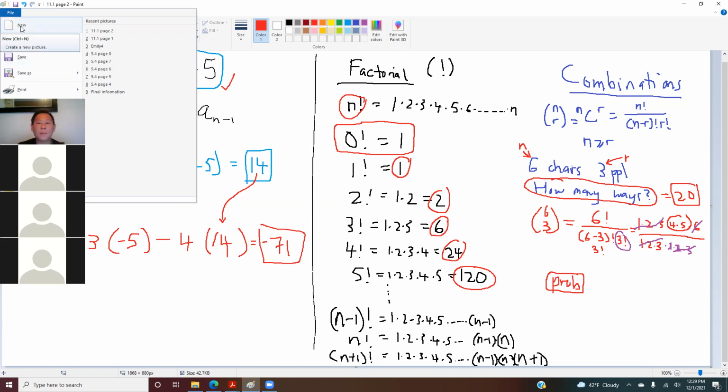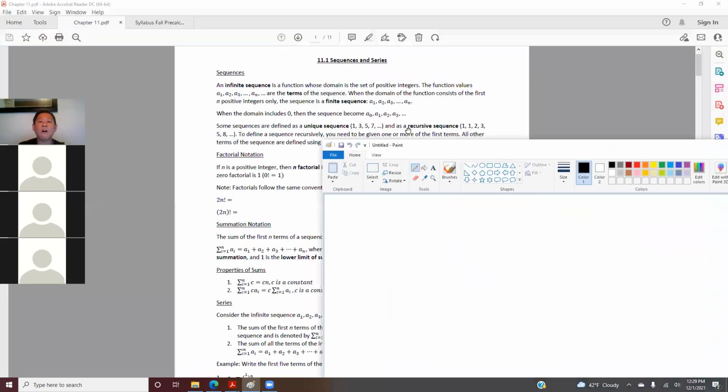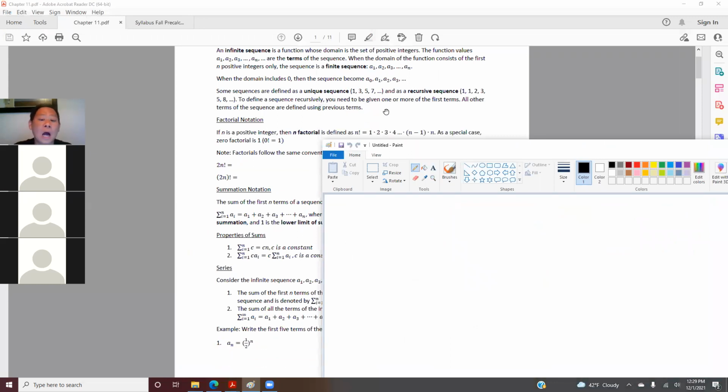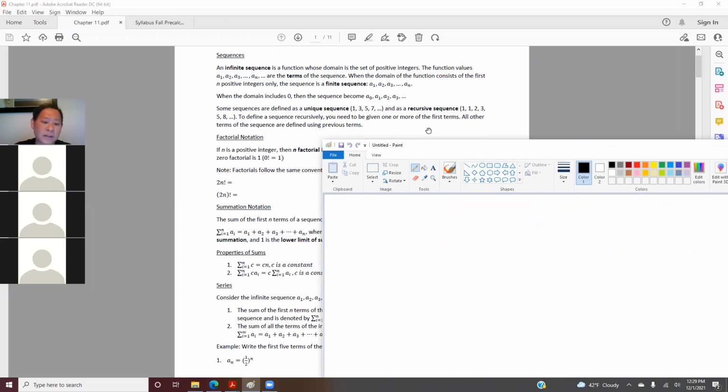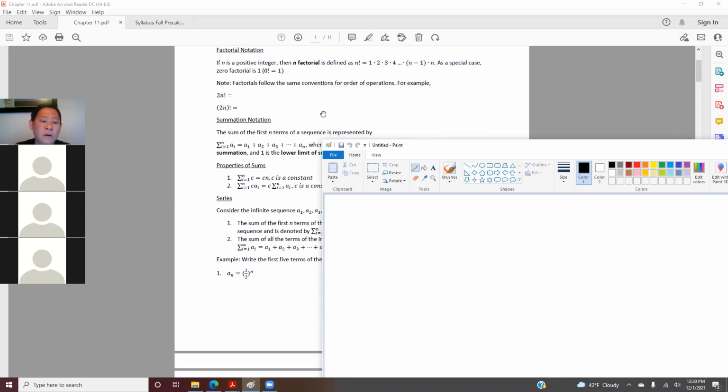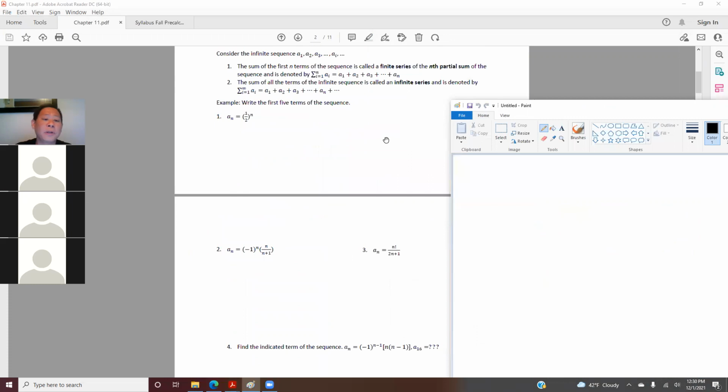Next, this is all about sequence, and yes, you can get it all over here. So we talk about finite and infinite sequence, recursive sequence, factorial. We're going to talk about summation later on here. So let's do the first example here.